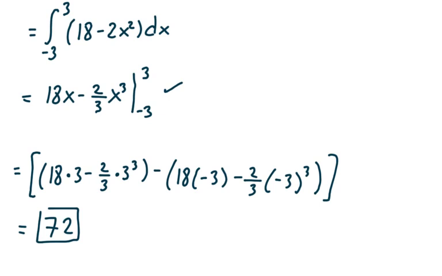If I replace x with 3, I get 18 times 3 minus 2/3 times 3 to the third. Then I'm going to go minus and then replace x with negative 3. And when I replace x with negative 3, I get 18 times negative 3 minus 2/3 times negative 3 to the third. And then when I do that calculation, I claim you should come up with 72. And that's how we do example 1.